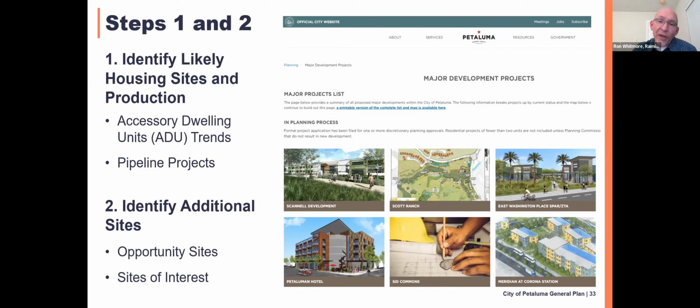We then also, in step 2, identify other sites that are candidates. This could be a variety of opportunity sites, some of which come from the 5th cycle inventory. However, we do not wholesale assume all 5th cycle sites will be reused. We reevaluate them as part of the process. We also identify other sites of interest, either by a demonstrated landowner or developer interest, or other areas that city staff are familiar with where they think it's likely that housing will be built.